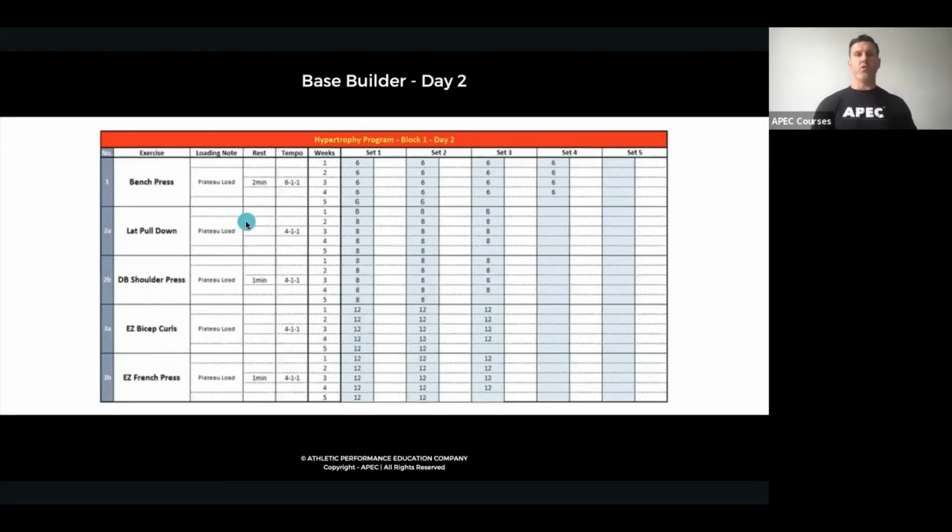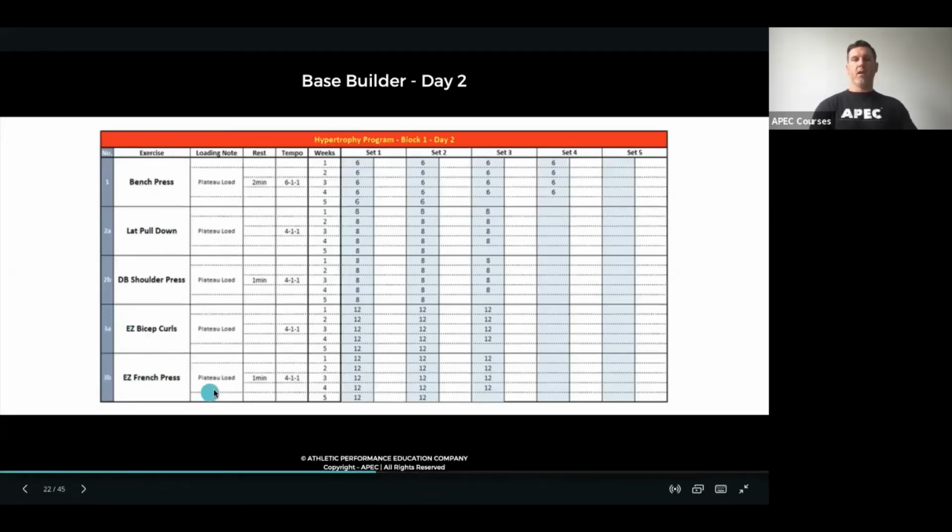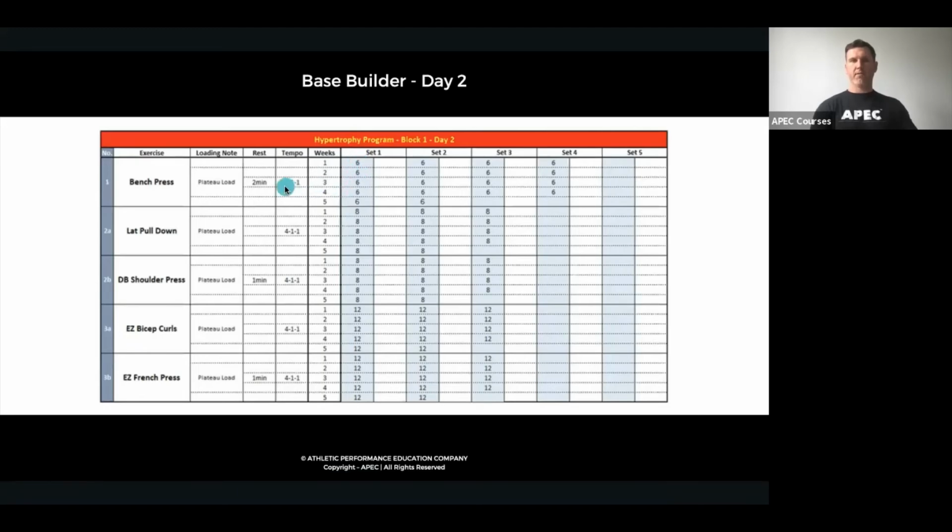Okay, day number 2, exact same. We've done an upper body bench press for our primary lift. Then we've done a superset for a lat pull down and dumbbell shoulder press. And then we've done some arm work at the end of the program. And again, very straightforward in terms of our reps, our tempos. We're on top of our time under tension, good eccentric phase.